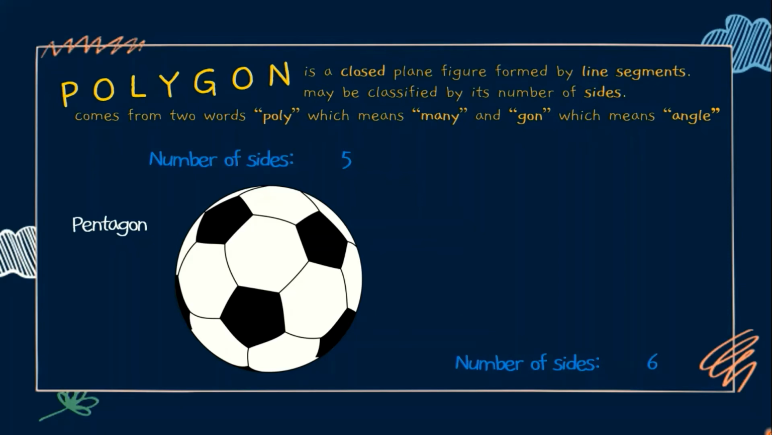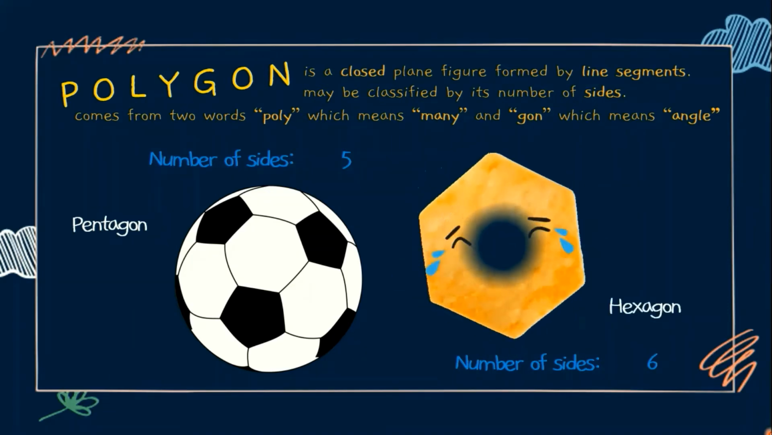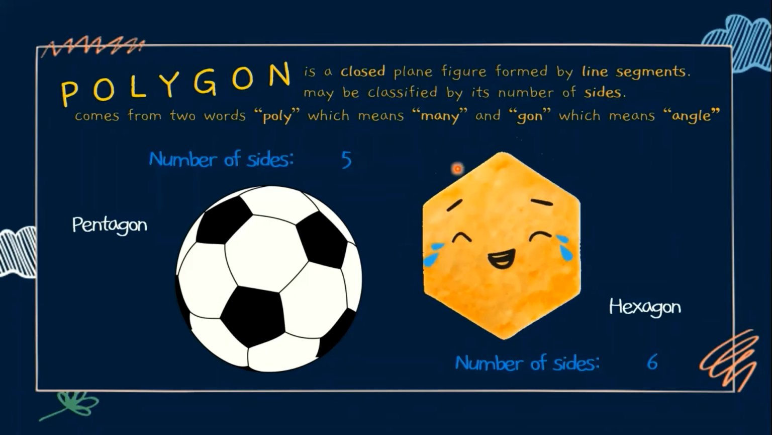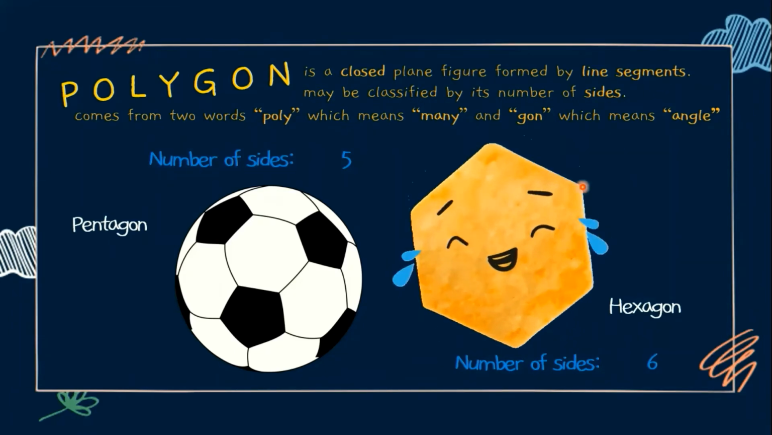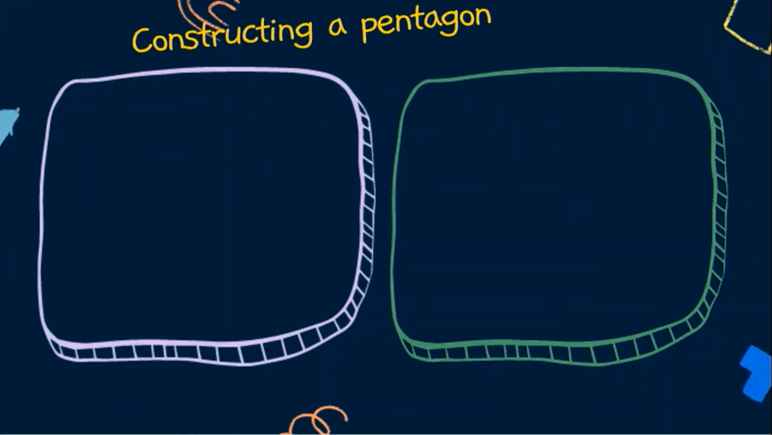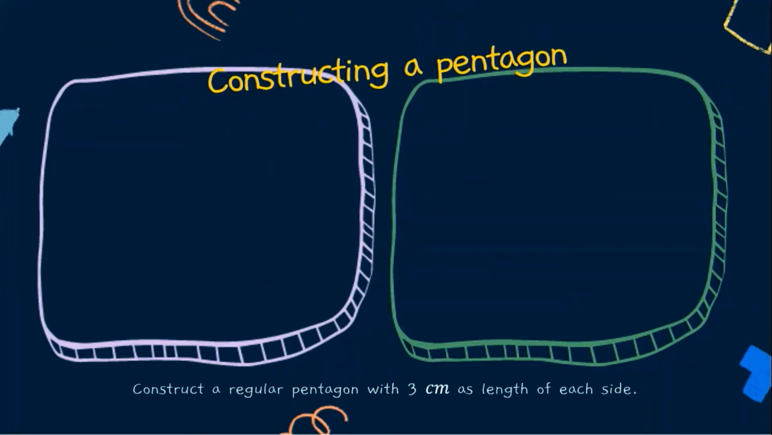And if a polygon has 6 sides, it is known as a hexagon. And this is how a hexagon looks like. It's a potato chip with 6 sides. Hexagon. How do we construct a pentagon? Let's have an activity. Construct a regular pentagon with 3 cm as the length of each side.